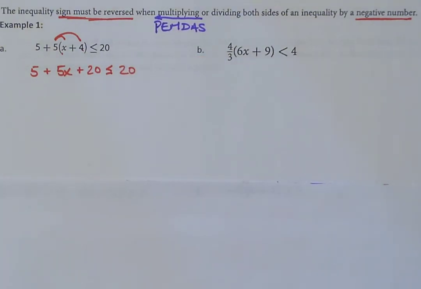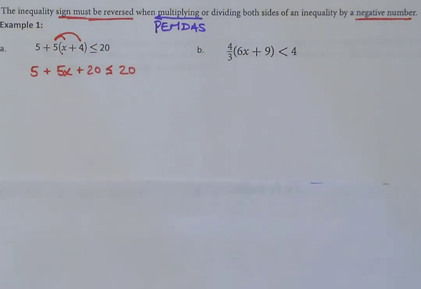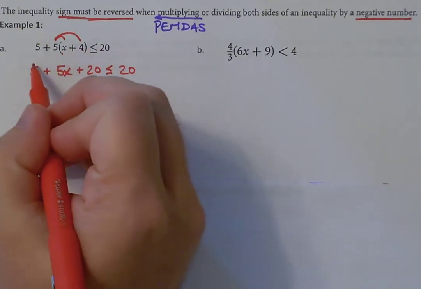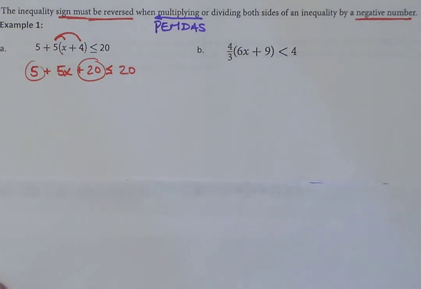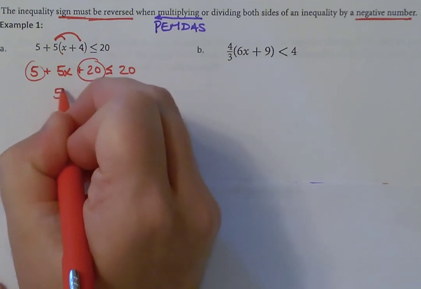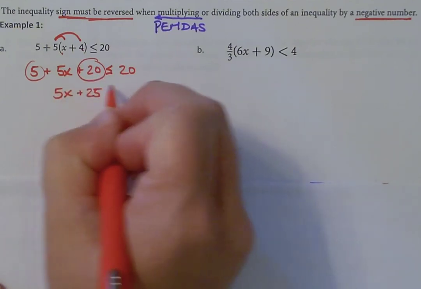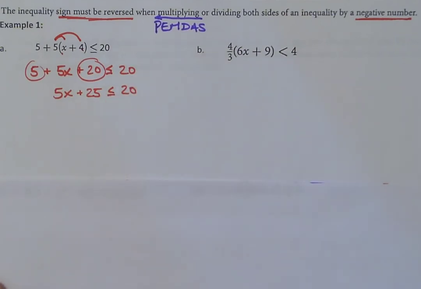Now, you can go ahead and just solve from there if you would like. It will work just fine. I suggest, though, before we keep moving on, that we combine like terms. So we distribute, then we combine like terms. I have a positive 5 and a positive 20 on the left. If I combine them, 5 plus 20 is 25. So I end up with 5x plus 25 is less than or equal to 20.